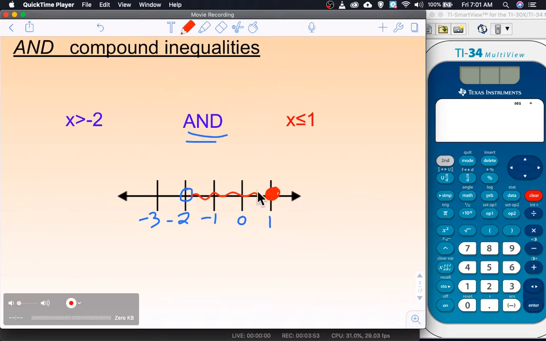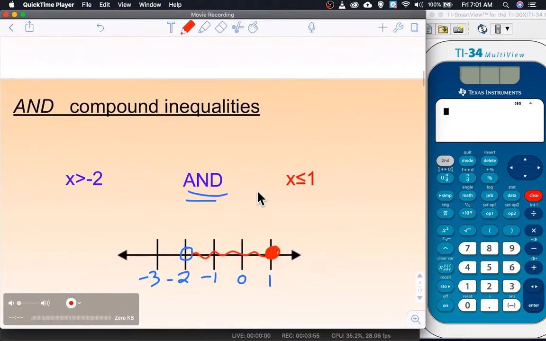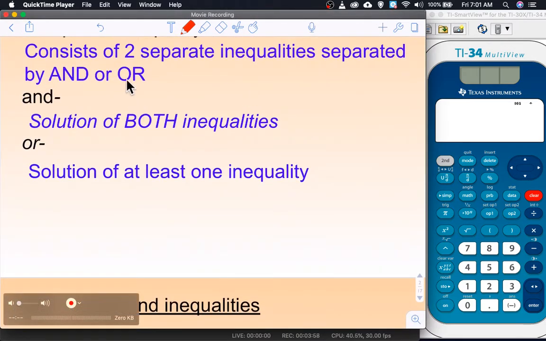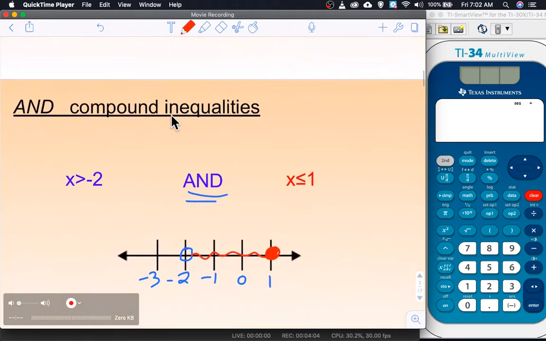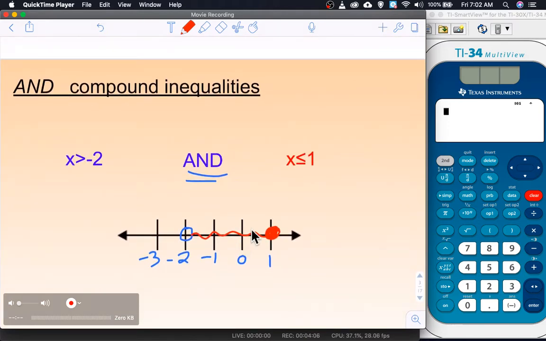So that's what one of the definitions up above was saying, the and inequality. You're looking for the solution of both inequalities. Both pieces must be true. Both this one and this one must be true. So these are the numbers that make both of them true.